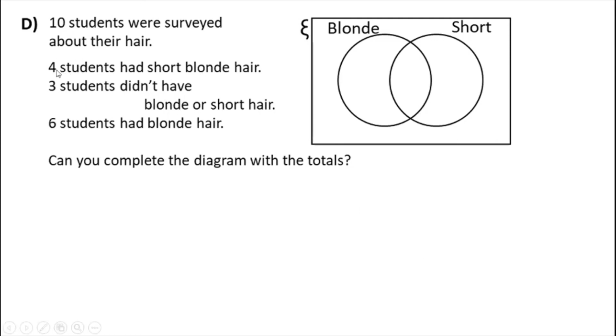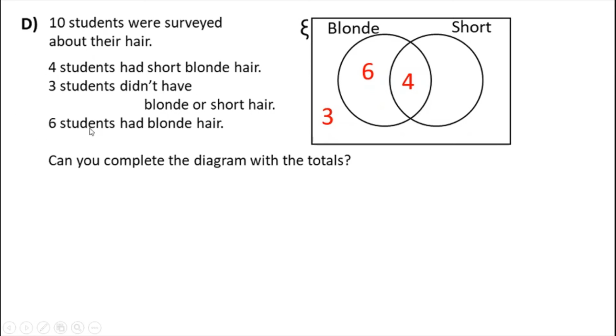So first of all, 4 students that had short blonde hair, which means they go in the middle, there's 4. 3 students that didn't have blonde or short hair, so 3 on the outside there. And then 6 students that have blonde hair, which goes there. Now you may realise at this point there's a problem because we don't have anyone with short hair that isn't blonde, and we have 4 plus 6 plus 3, so 13 people, but it said we only had 10 to begin with. And the reason is because of the wording of this question.